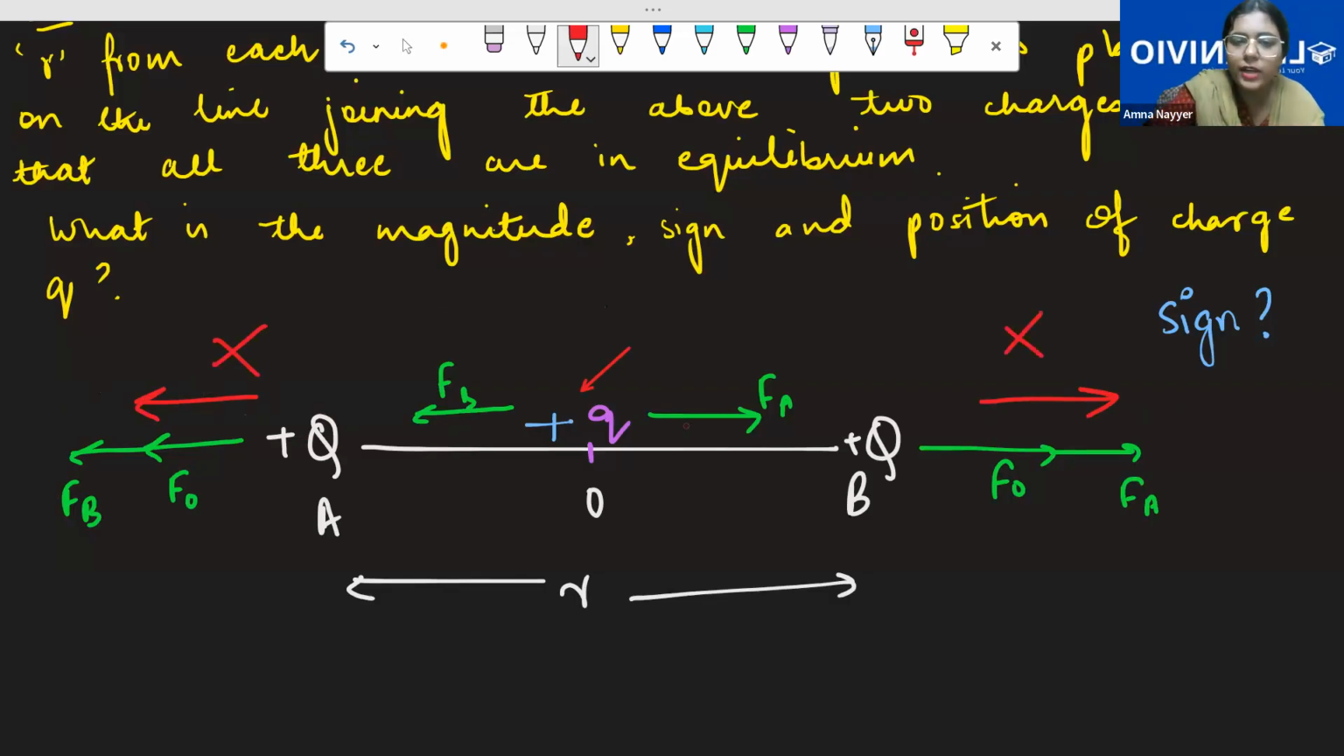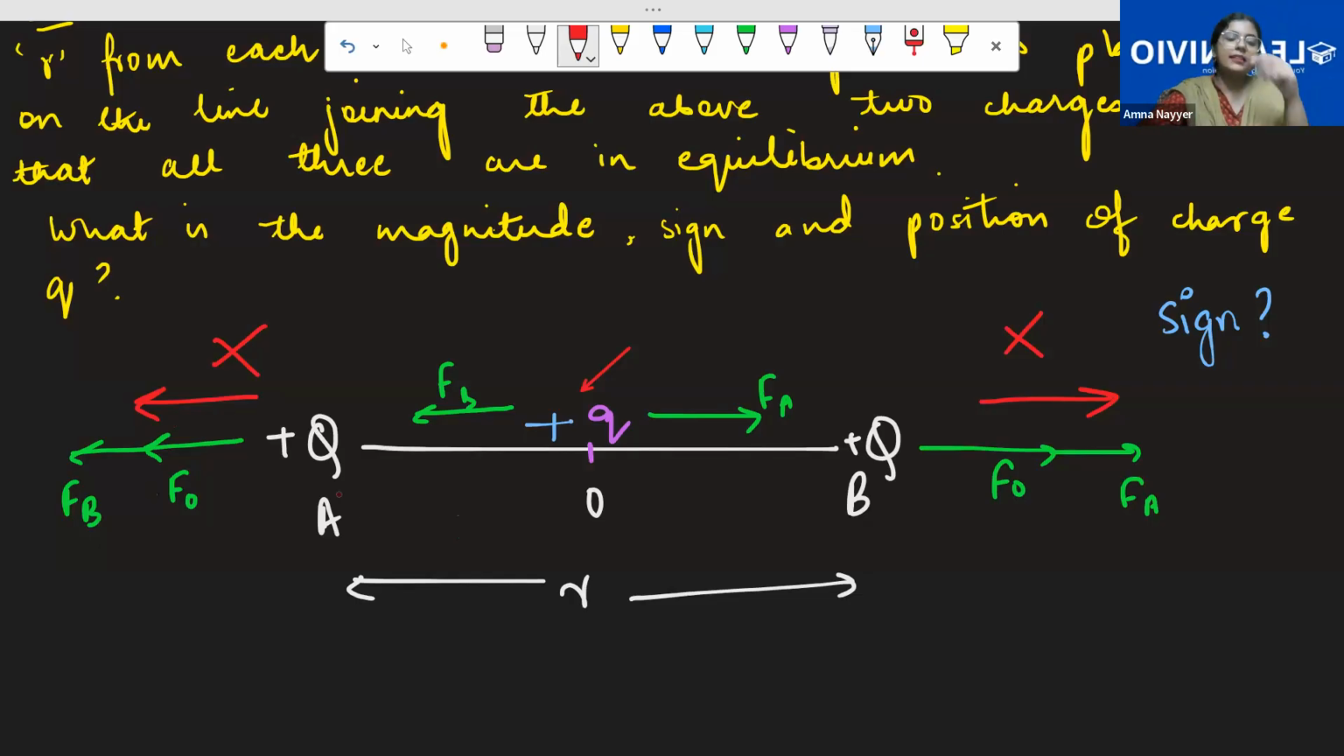So is our system in equilibrium? Yes or no? Do you think the system is in equilibrium? Safrina, why? What do you think? Why is the system not in equilibrium? Because only one charge is.